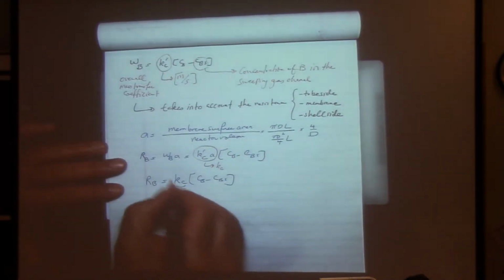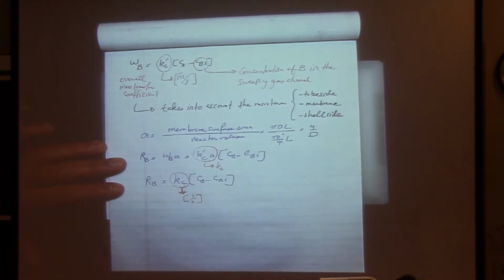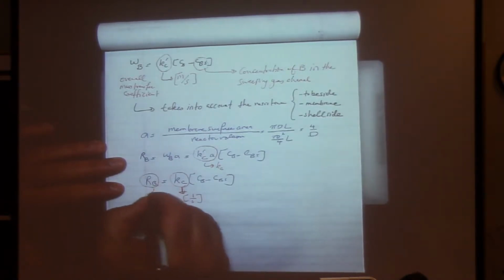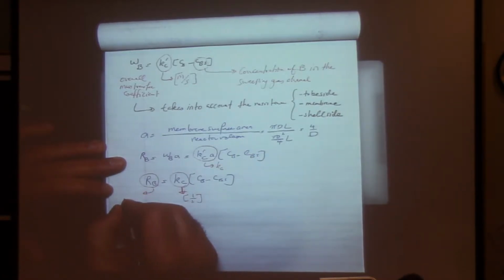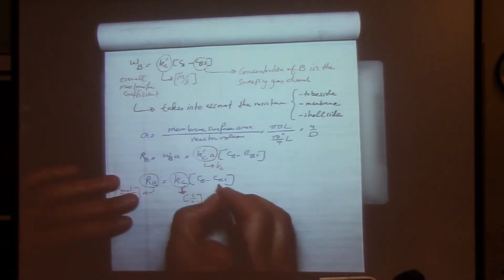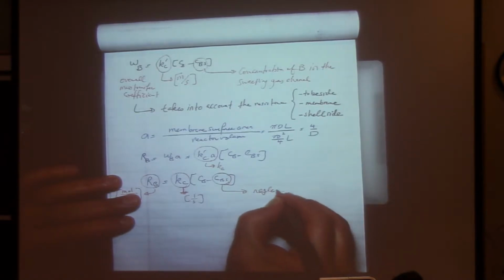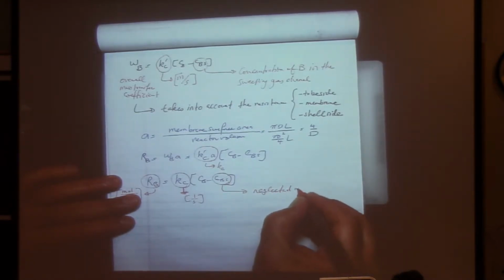Kc has the unit of 1 over second, and RB has the same unit as the reaction rate, so it's mole per meter cubed per second. And this CBS is going to be neglected most of the time.